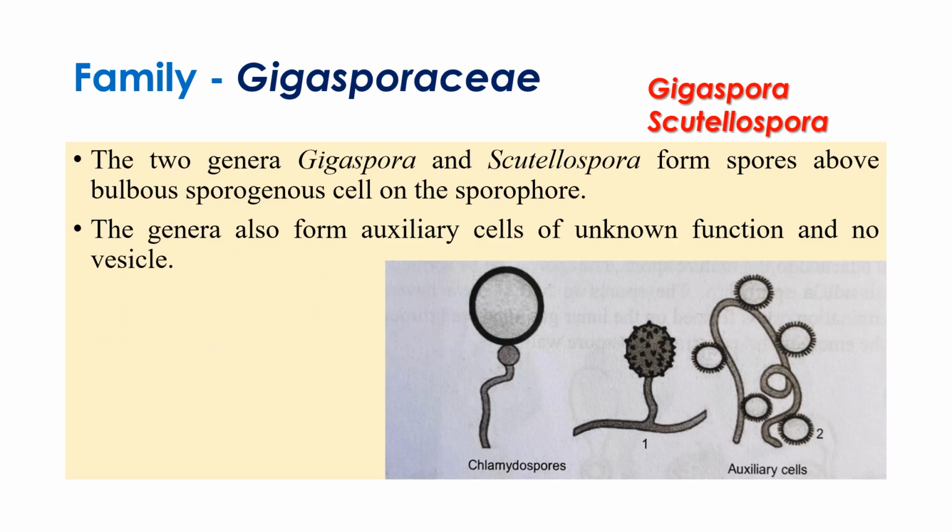Coming to the next family, Gigasporaceae, two important genera are there, Gigaspora and Scutellospora. These produce a bulbous, or bulged, sporogenous cell on the sporophore. You can take a look at this. This is the sporophore, and they are producing a bulged or bulbous cell on it. And they produce auxiliary cells. If the cells are produced on the side of the hyphae or on the hyphae, with some kind of thorn-like structure, that is called auxiliary cells. So Gigaspora produces auxiliary cells as well as bulbous spores. The function of these auxiliary cells is unknown.